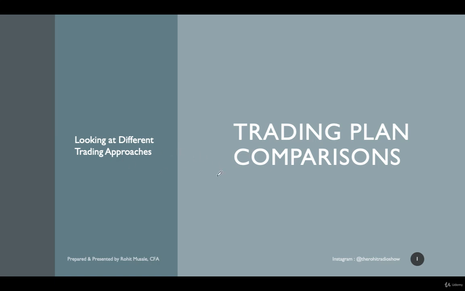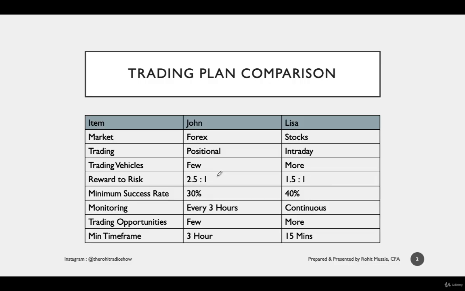So we will try to compare the trading plan of John and Lisa, and we'll see how different they are in their approach. But you will see that there is one thing common between both of these trading plans, although they look very different. The thing that is common between both John's and Lisa's trading plan is that they both know what they are doing. They know exactly what to do when the day starts. They know exactly what to do when the market session closes. So here we will compare the plan of John and Lisa.